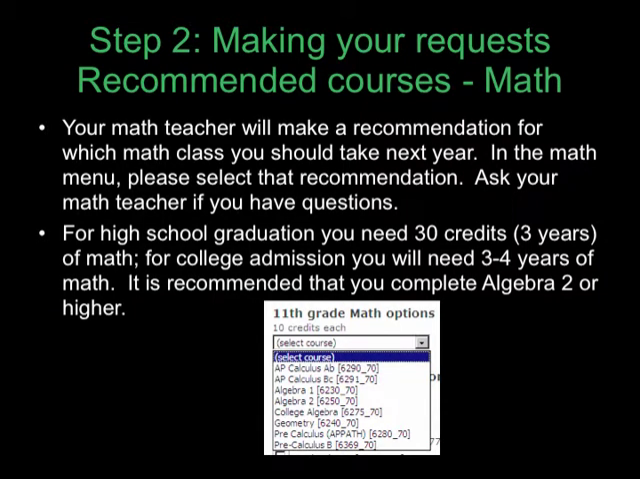Making your requests for math. Your math teacher will make a recommendation for which math class you should take next year. In the math menu, please select that recommendation. Ask your math teacher if you have questions. For high school graduation, you need 30 credits of math, which is equivalent to 3 years. For college admissions, you will need 3 to 4 years of math. It is recommended that you complete at least Algebra 2 or higher.